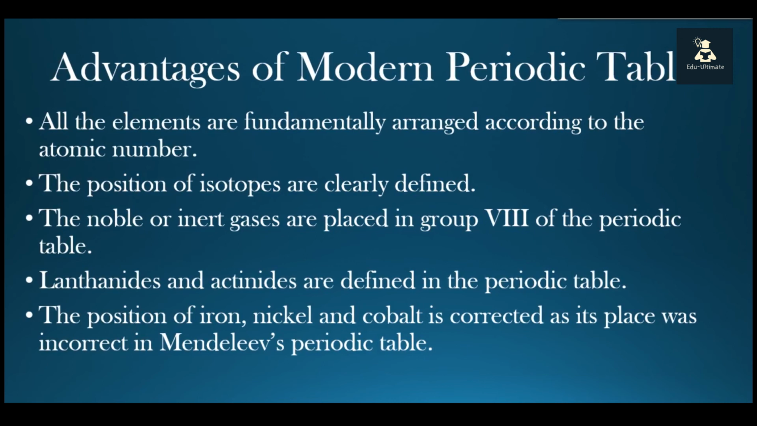Advantages of the modern periodic table. All the elements are fundamentally arranged according to atomic number. The positions of isotopes are clearly defined. The noble or inert gases are placed in group 8 of the periodic table. Lanthanides and actinides are defined in this periodic table. And the position of iron, nickel and cobalt is corrected, as its place was incorrect in Mendeleev's periodic table.